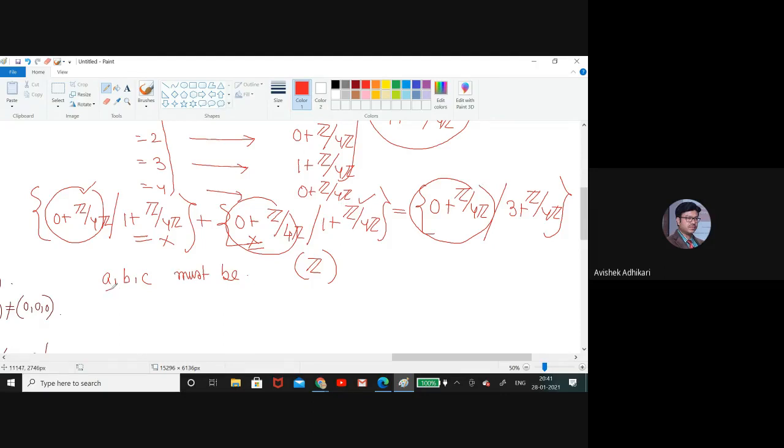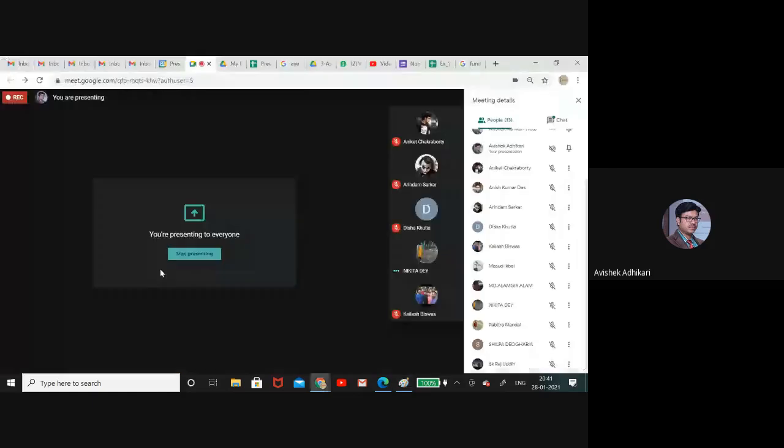Then what should be the values of A, B and C? Tell me what could be the values of A, B and C to maintain this. Somebody tell me. Anybody?